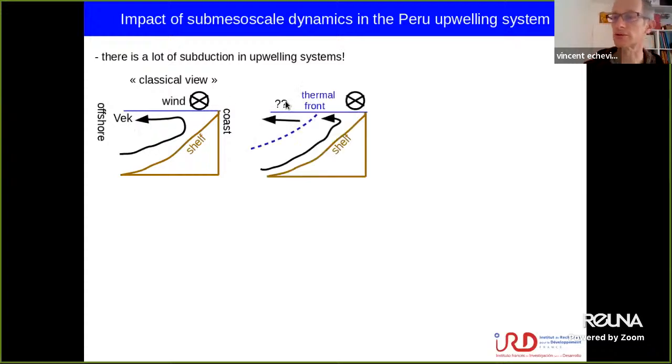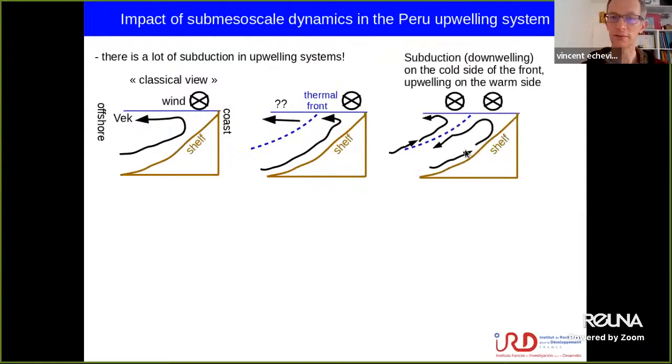But what happens if we have a thermal front, which is the reality? If we have a thermal front, it means that here we have cold water, and here we have warm water. So what happens at the front? Are the fluxes able to transform the water from cold to warm water? Sometimes yes, but sometimes no. There's not enough heating from the atmosphere to transform this water. So what happens is that you have subduction. The water comes to the surface, is advected, and then when it encounters a front with warm water on the other side, there is subduction on this side of the front. And because there is also wind on the other side, you will have some upwelling on the other side of the front, etc. So you have these kinds of cells that are produced in the upwelling system.